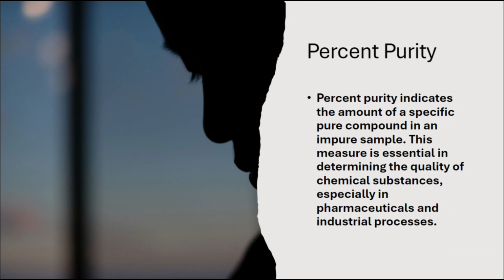Then we have percentage purity, or percent purity. Percent purity indicates the amount of a specific pure compound in an impure sample. This measure is essential in determining the quality of chemical substances, especially in pharmaceuticals and industrial processes. So if you have a substance, it's not 100% pure, unless it's a special scenario, but most manufactured products are not 100% pure. It's a mixture of different things.